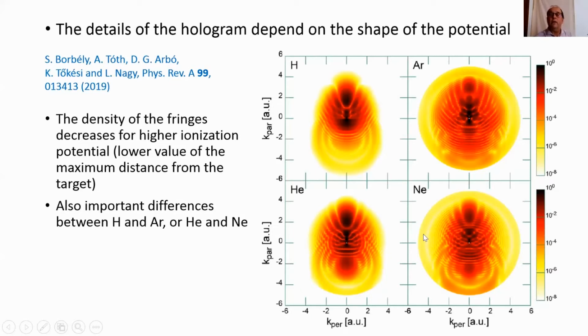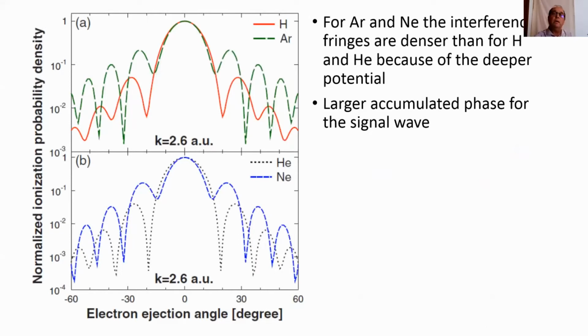So the interference pattern does not depend only on the ionization potential, but also on the shape of the potential. For better analysis, we have represented here the ionization probability density as a function of the ejection angle of the electron for a fixed momentum. And you can observe here that for argon and neon, the interference fringes are denser than for hydrogen and helium respectively, because of the deeper potential.